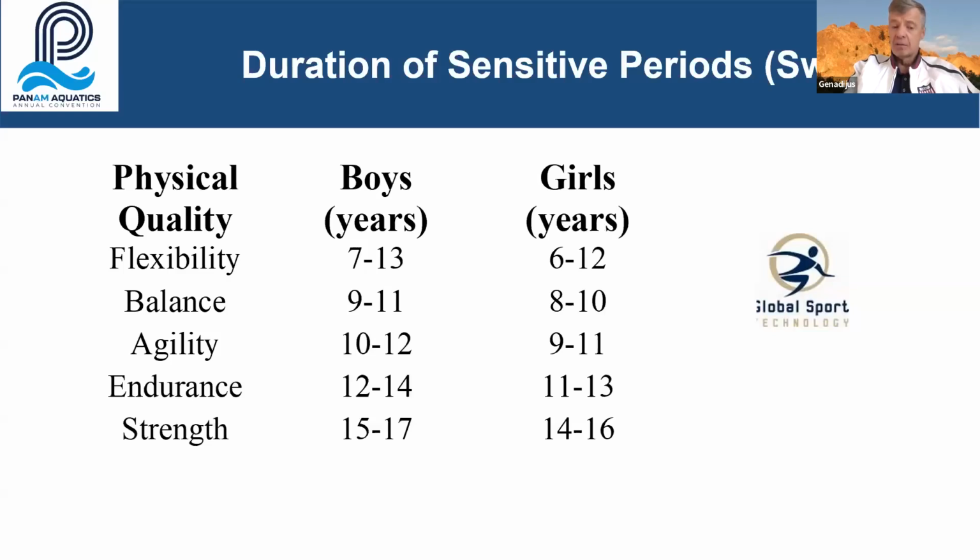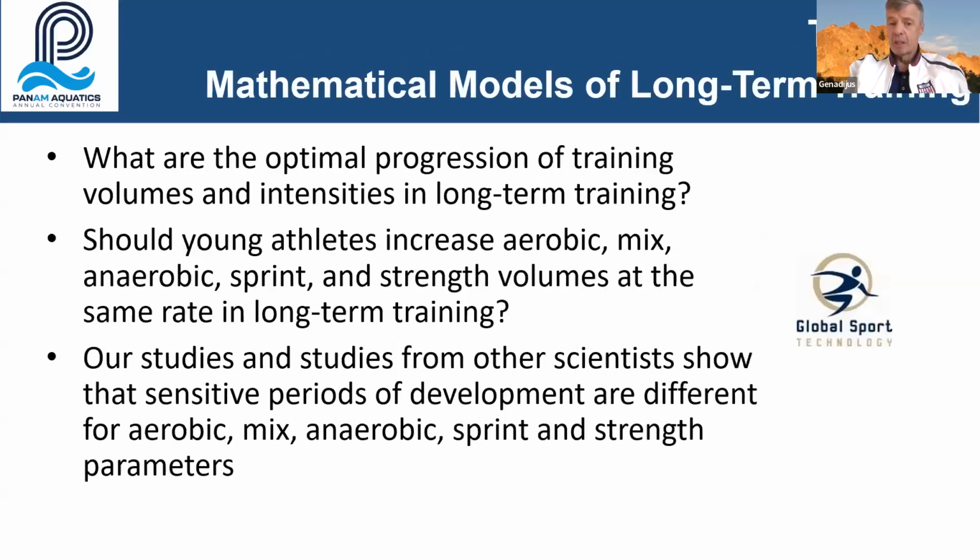Agility, 10 to 12 and 9 to 11, also relates to swimming technique. Endurance, 12 to 14 years old and 11 to 13 years old for boys and girls respectively. That's when we need to increase volumes in aerobic swimming. And strength and power, 15 to 17 for boys and 14 to 16 for girls. Again, very similar tendencies as a result of studies that we saw on previous slides.